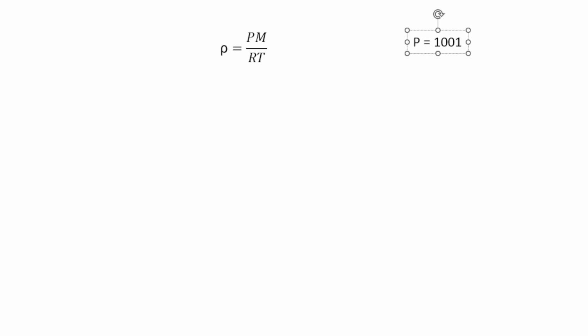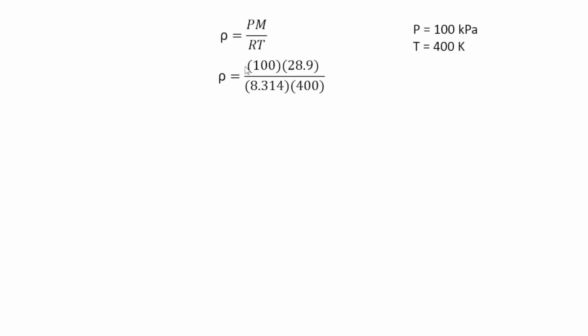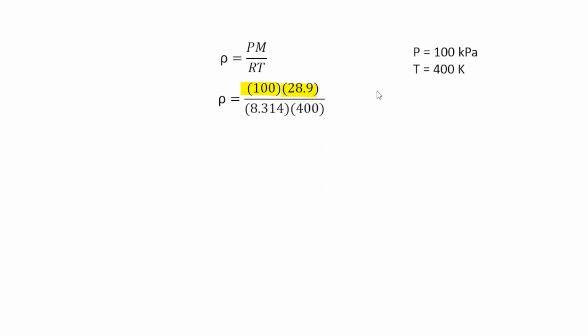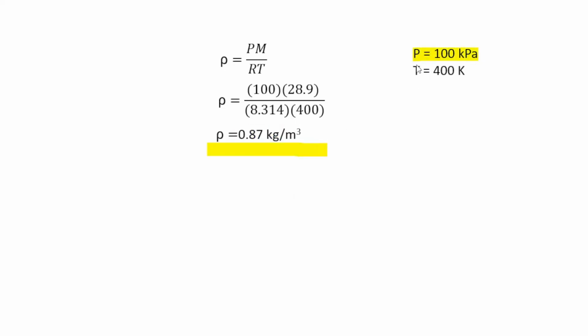Suppose our gas is at a pressure of 100 kilopascal and the temperature is, say, 400 Kelvin. We can now determine the density of our gas. We substitute our pressure of 100, our molar mass as determined on the previous slide of 28.9, our gas constant of 8.314, and our temperature of 400 Kelvin. We can plug all that into a calculator and that will give us a density of 0.87 kilogram per cubic meter at the conditions of 100 kilopascal and 400 Kelvin.